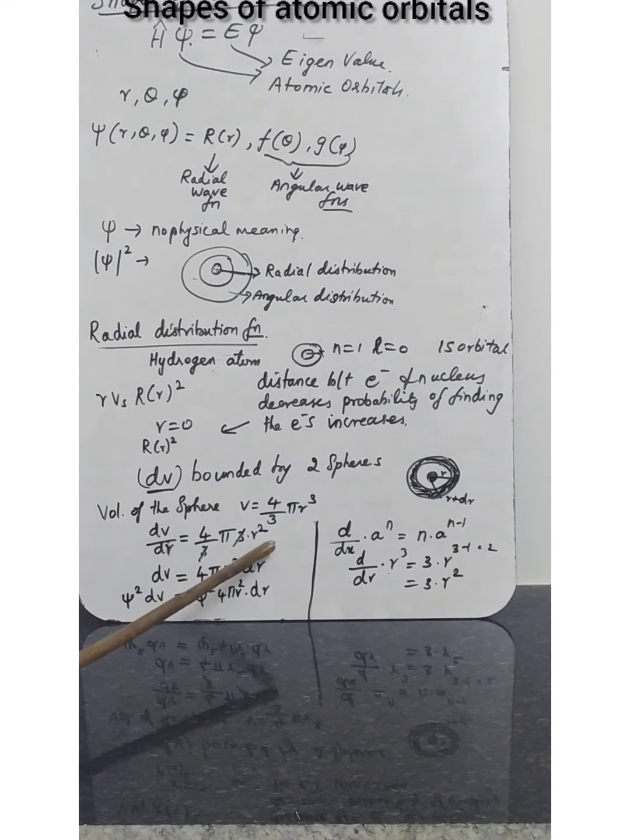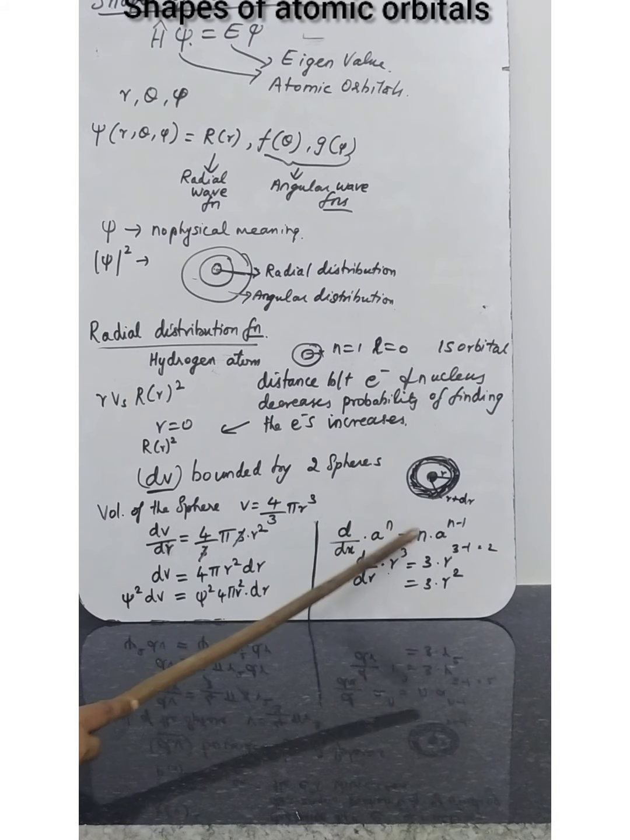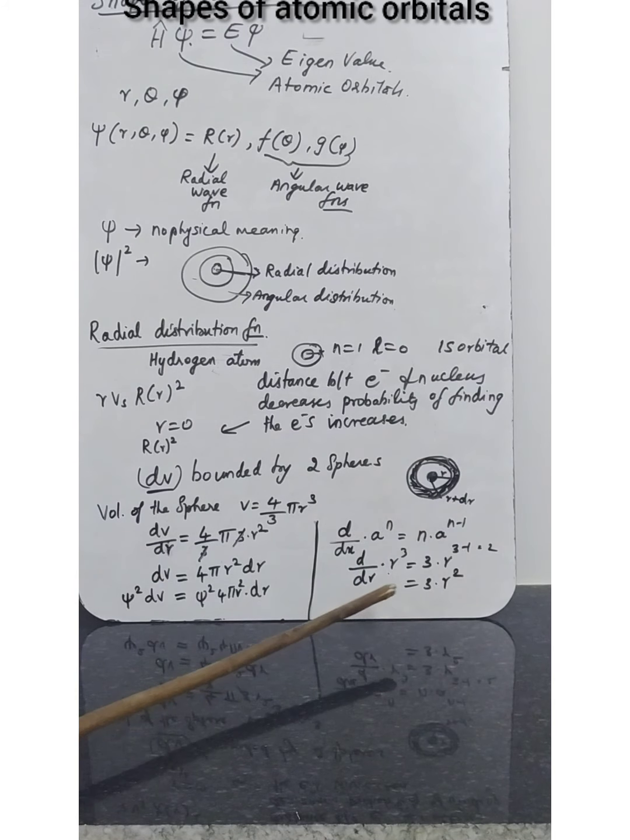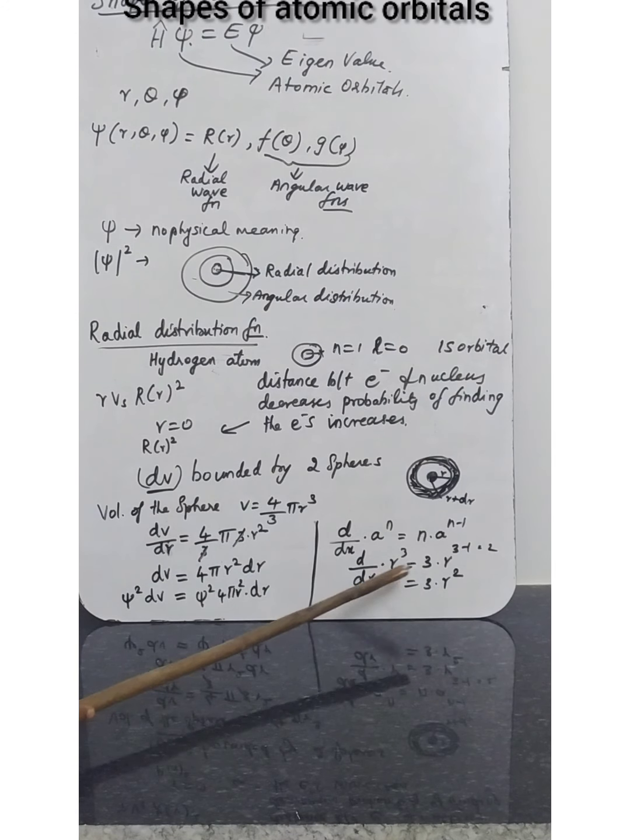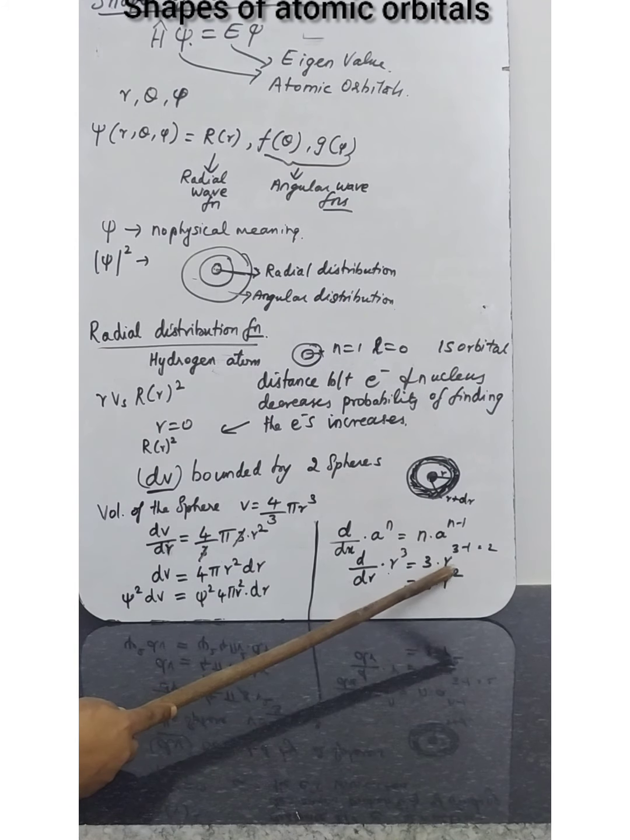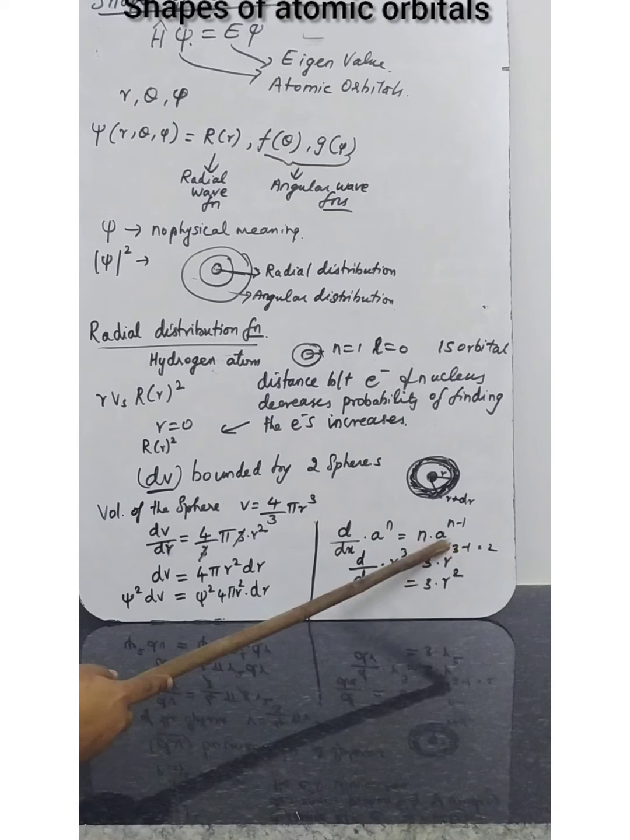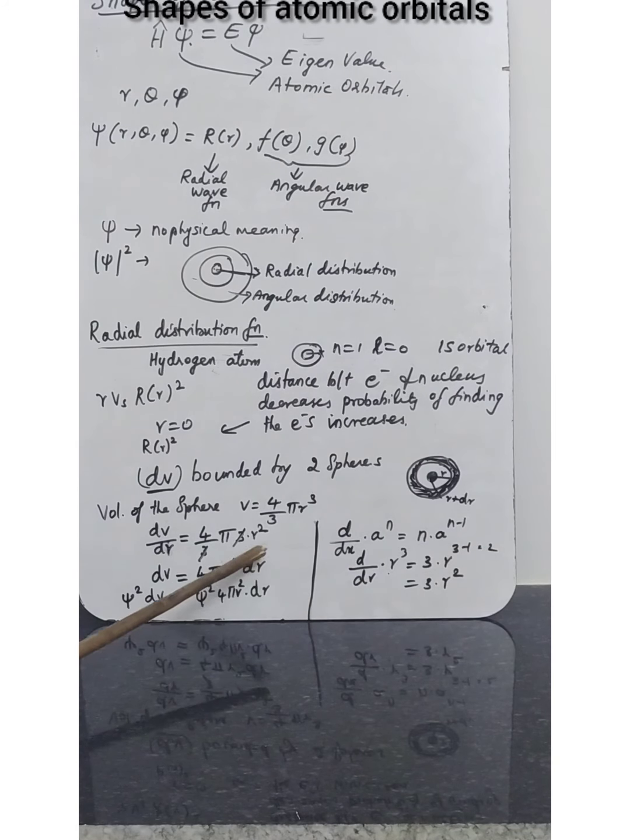In your book they have directly given 3r square, so how this 3r square came, I will explain. See, d by dx of a to the power n is equal to n into a to the power n minus 1. Now d divided by dr of r cube, instead of r cube, 3r square came. So d divided by dr of r cube is equal to 3 into r to the power 3 minus 1. 3 minus 1 means 2, so 3 into r square.